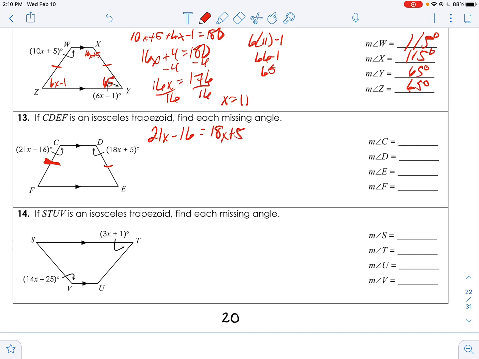Now, it should be 21x minus 16 equals 18x plus 5. Should have been screaming at me, kiddos. Minus 18x. You know that those top ones are congruent. We should have done this, and we should have done that. That would have been a better clue. Mark the whole trapezoid. So we got 3x minus 16 equals 5. Let's add 16 to both sides. 3x equals 21. Divide by 3. X equals 7. There we go. That's a whole number that we like to see.